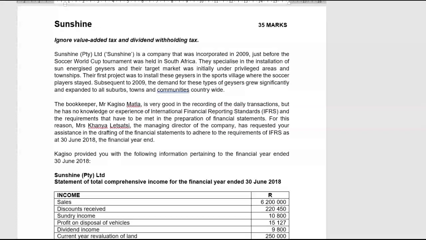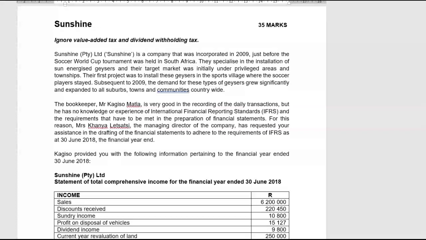The first thing I want you to have a look at is the cash received from customers. There are a lot of catches there. Make sure that you understand exactly what happens there. I also want you to have a look at profit before tax and the taxation calculations in this question.